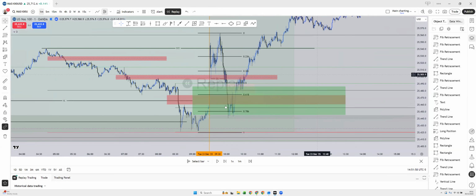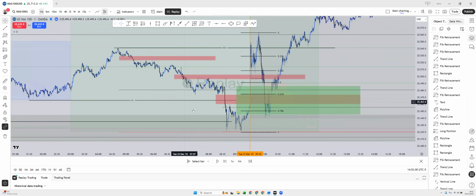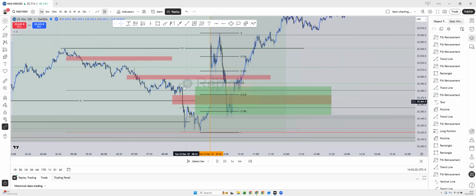So here, there are many mitigation zones you could draw, but this down to here is the swing before the break of structure, right? So this is the downswing before the break of structure. This is your primary mitigation target. This is your secondary mitigation target. I would say, actually, you could get a bit more. I would say that one there.